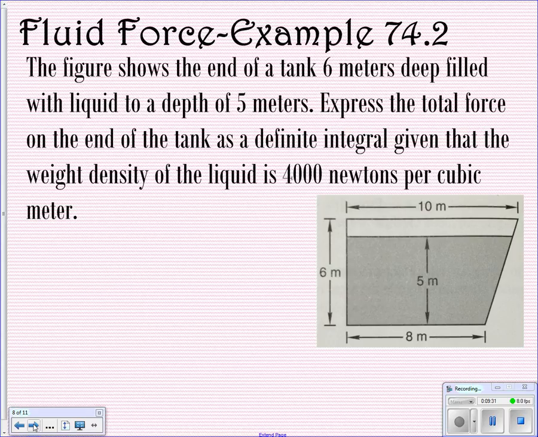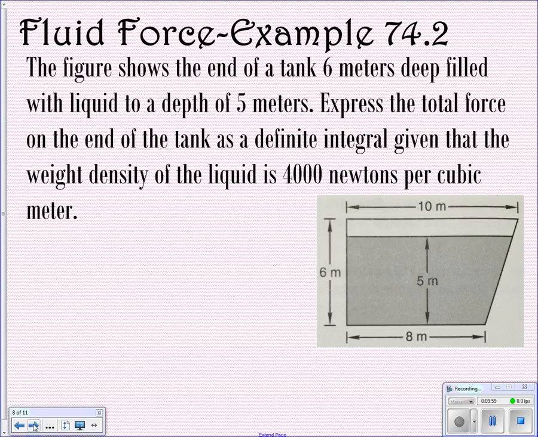Okay, so we are going to have the figure shown 6 meters deep, filled to a depth of 5 meters with some liquid. We want to express the total force on the end of the tank as a definite integral, given that the weight density of the liquid is 4,000 newtons per cubic meter. Now it says set up the definite integral only. It did not say to solve it. So that's a good thing. You only have to set up the integral.